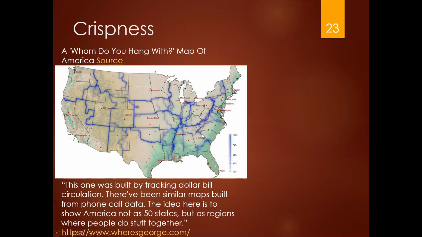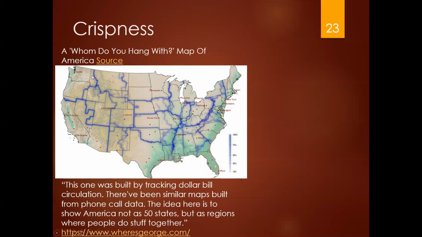So here, let's get back to this map. We have a lot of small regions in the United States, and they have blue boundaries. Obviously, these small regions are not states, right? Because they are not following the political boundaries of states, right? So these boundaries define the movement of $1 bills.